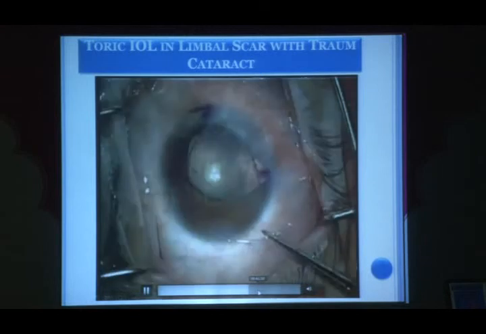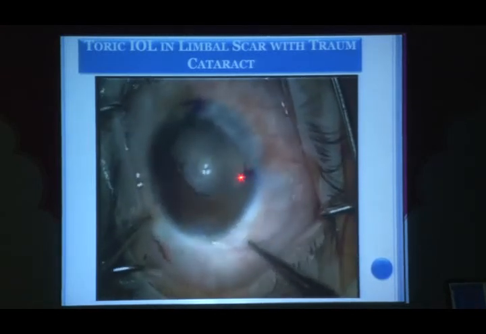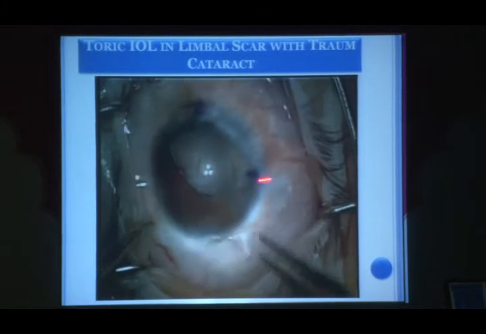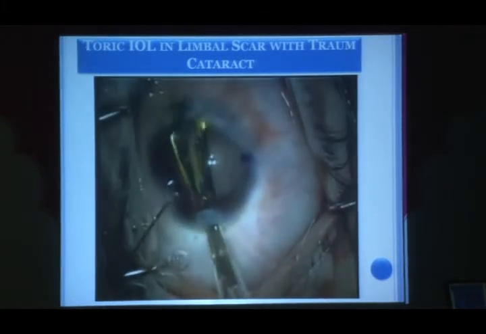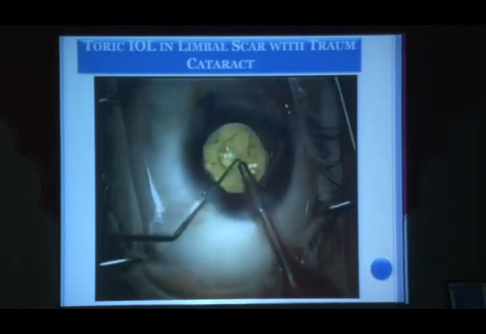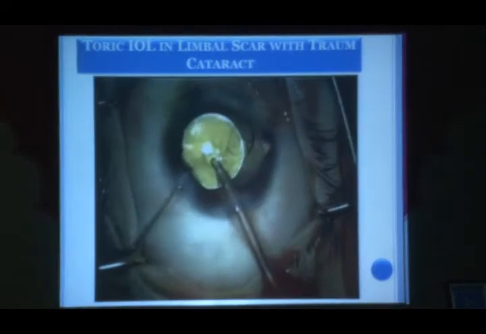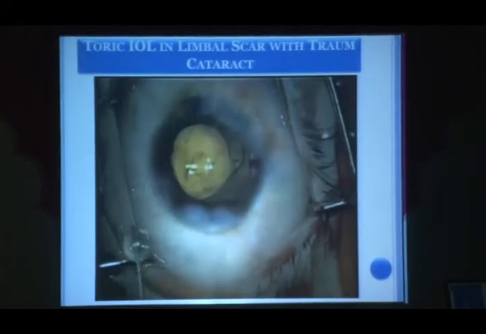The exact axis was marked on the table, and then the lens aspiration was done. Here you can see a little bit of zonular dehiscence, so an endocapsular ring was placed. In a large amount of dialysis, we should not use a toric IOL, but in a zonular dehiscence which is post-traumatic, where a very small segment is gone, you can stabilize the bag nicely with the endocapsular ring, and you can put a toric IOL.